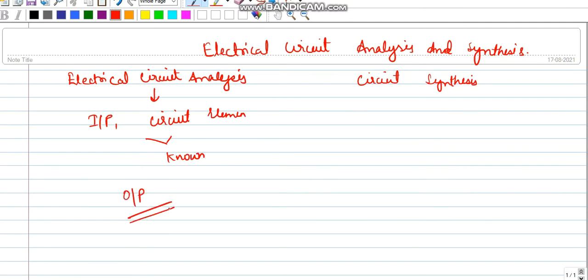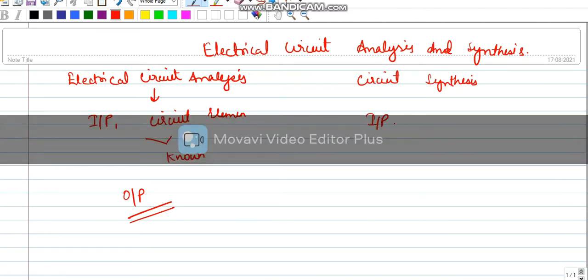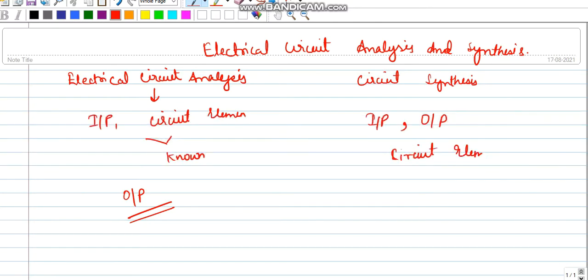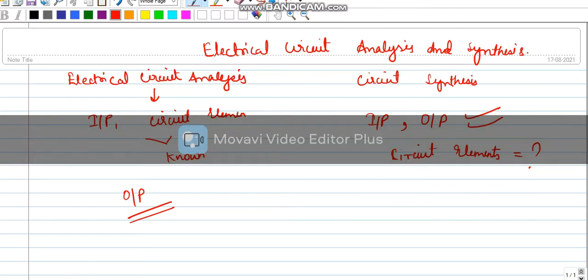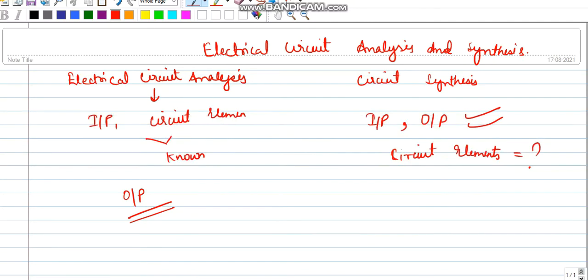So we will try to find the output in electrical circuit analysis, and in synthesis we will have the input, we will know the output, but the unknown term will be the circuit elements. So we will try to find the circuit elements, and these two terms, input and output, will be known in circuit synthesis, but the circuit elements will not be given to us. We will have to find the z parameters, y parameters, g parameters, etc. So in this way we will differentiate between electrical circuit analysis and synthesis.